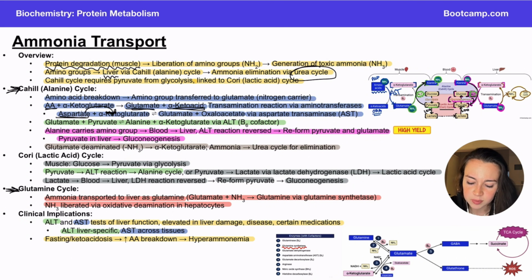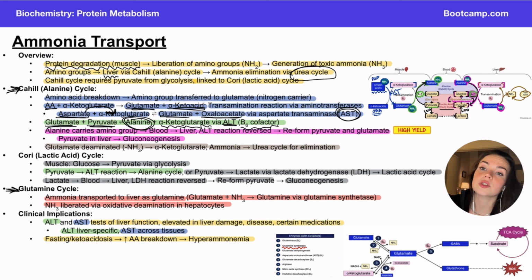So in the case of aspartate, we were left with oxaloacetate. The enzyme that mediated that was AST, aspartate transaminase. Once we had made our glutamate, we could transfer the amino group from glutamate onto pyruvate and form alanine, as well as reforming our alpha-ketoglutarate. The transaminase that mediated that was ALT, which is alanine transaminase.